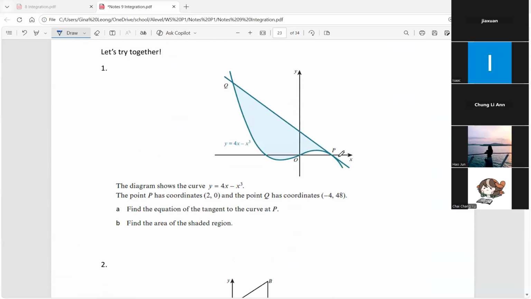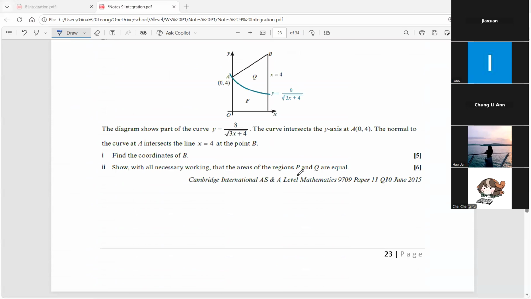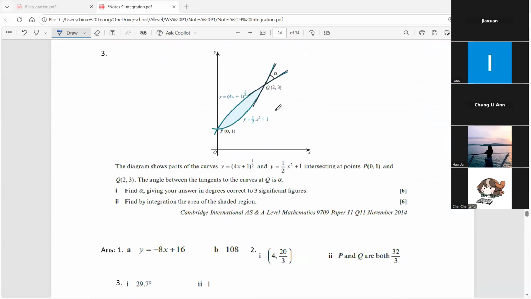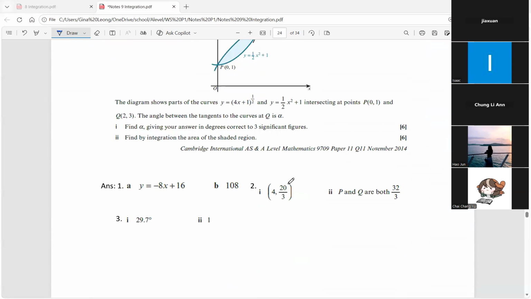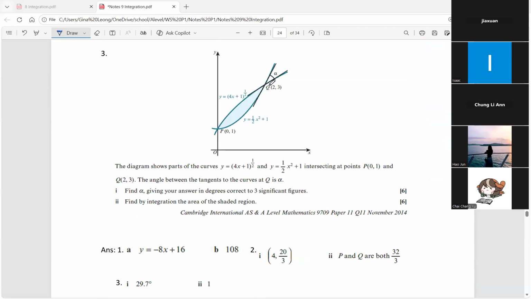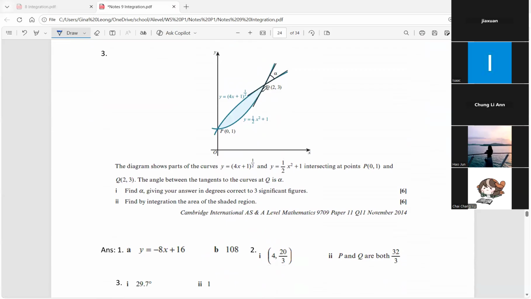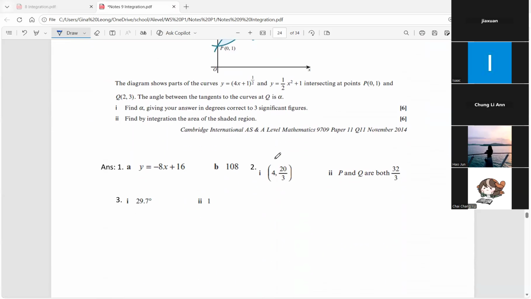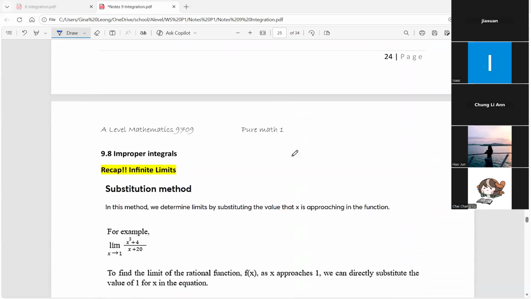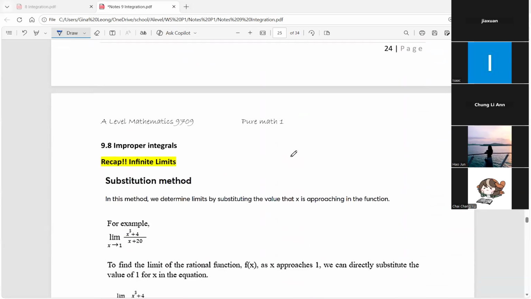This one you can try it. This is some of the past year questions. You can try it also. This is all past year questions. Okay, this question is not easy. This one, question 3, we need to find the angle here. If you can try, and if you have a problem, then let me know.